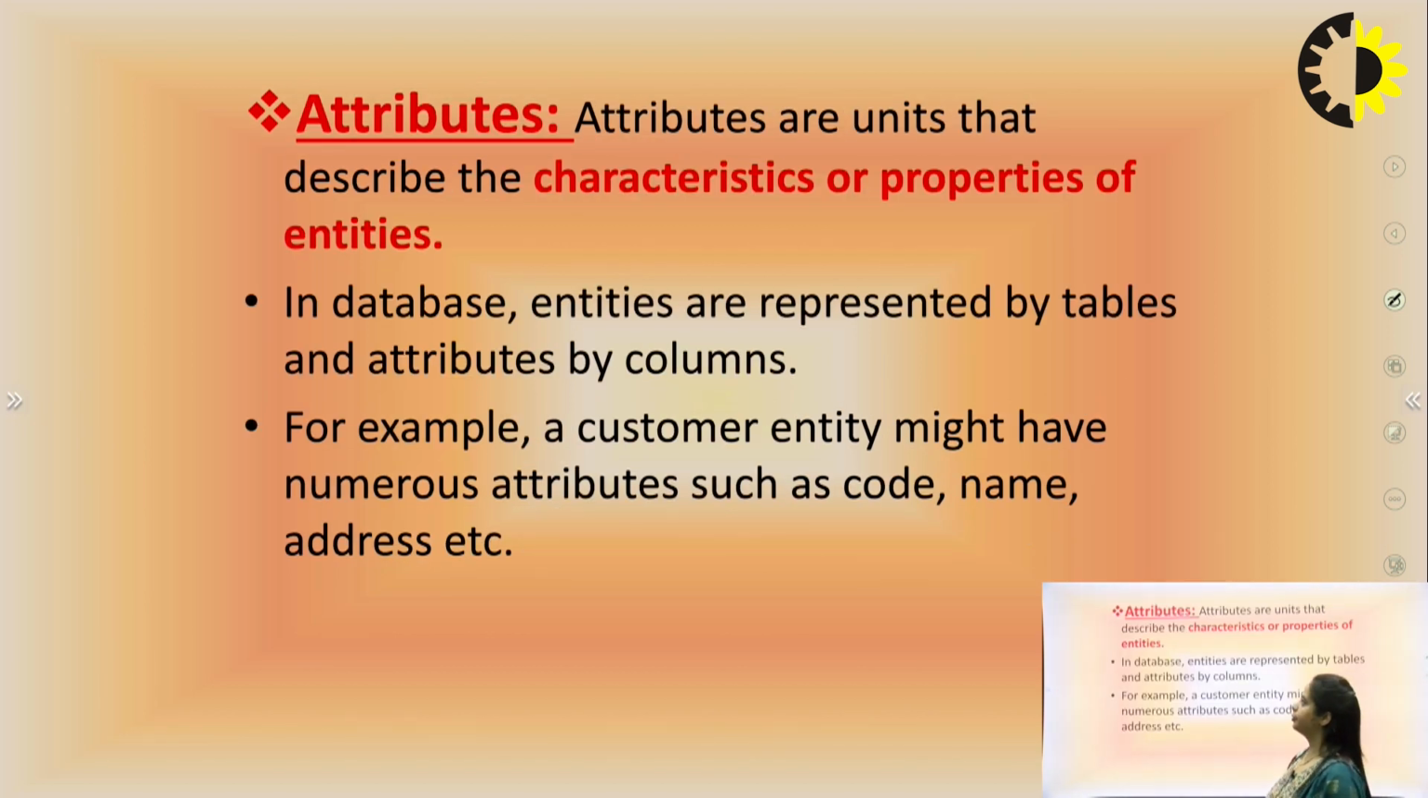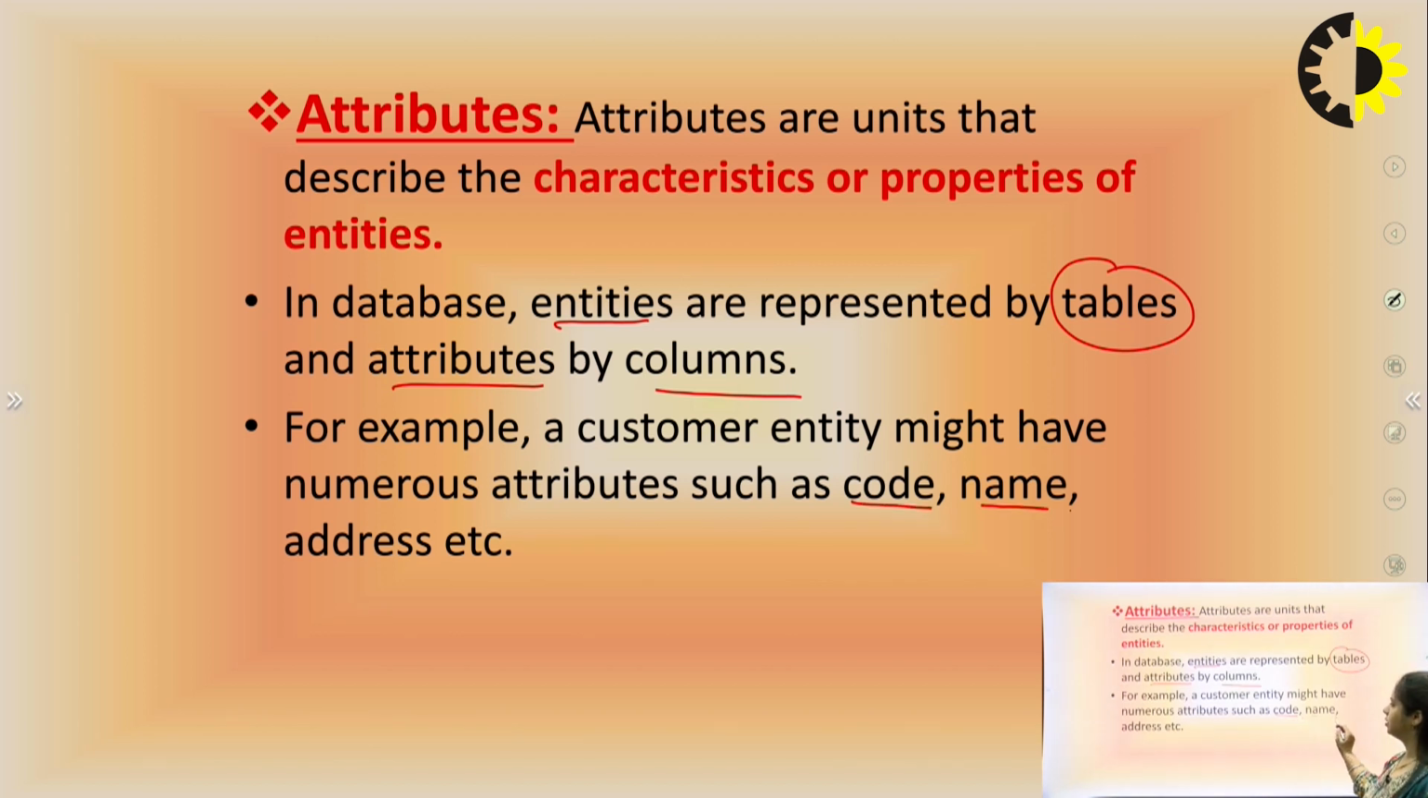Next are the attributes. The properties, the characteristics that an entity may have, are known as the attributes. In a database, entities are represented with the help of tables and attributes are represented by columns. For example, a customer entity may have customer code, customer name, customer address. All these three things are properties of the customer, so that's why the customer entity may have these attributes: code, name and address.